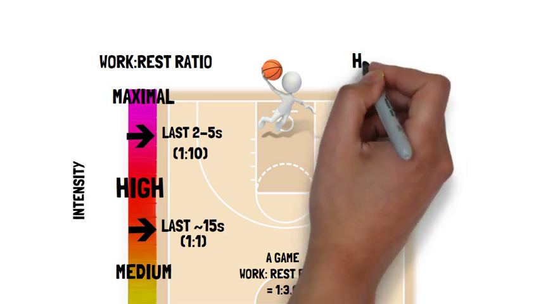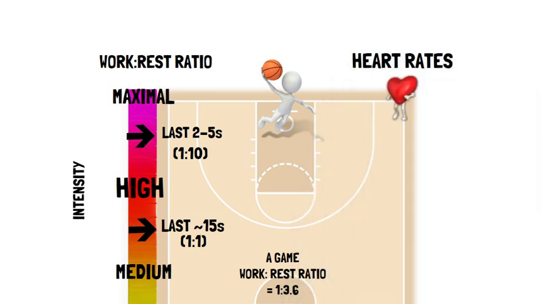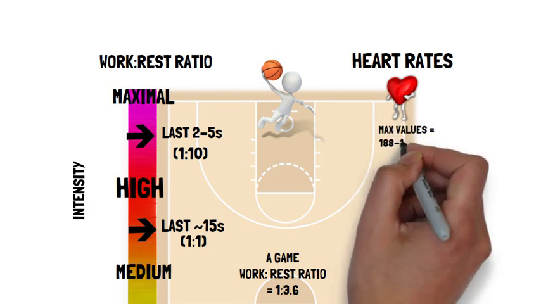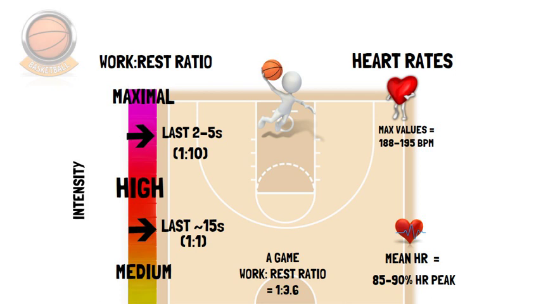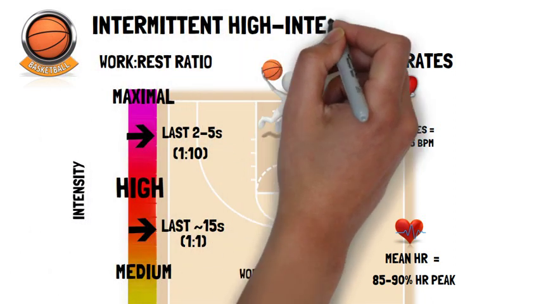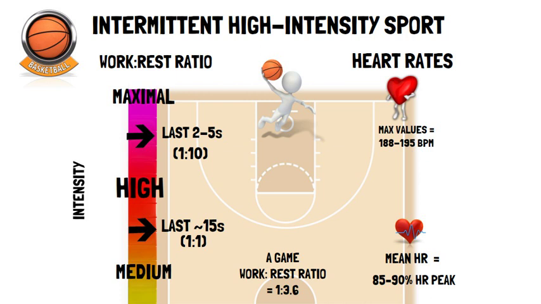Regarding heart rates, the highest values recorded are between 188 and 195 beats per minute, with mean heart rate ranges between 85 to 90% of heart rate peak. The physical demands of basketball are dependent on age, gender, playing position, and playing time. Nevertheless, basketball is an intermittent, high-intensity sport, with most actions requiring the anaerobic system.